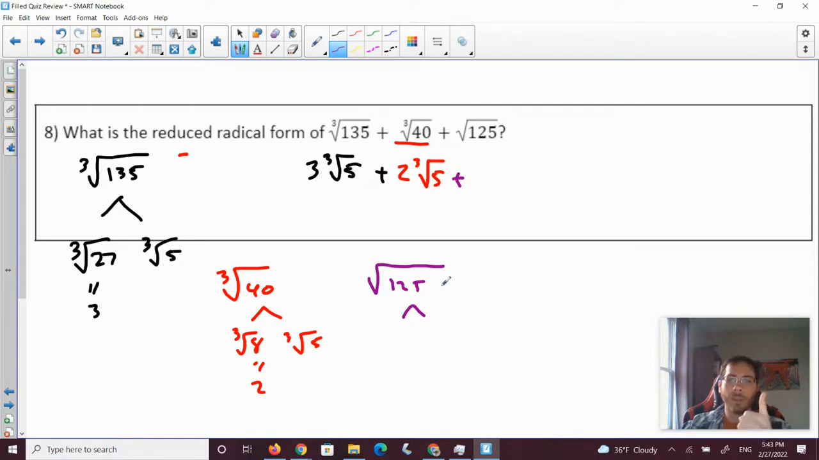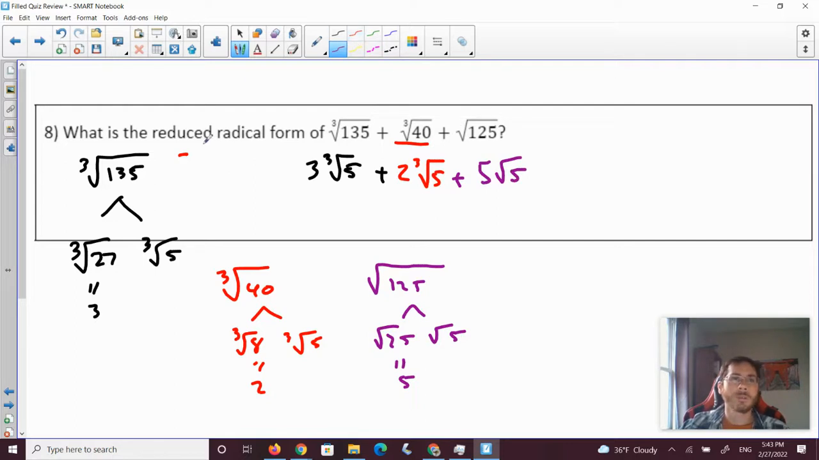So square roots, I got 4. That's not going to work. 9, 1 plus 2 is 3, 3 plus 5 is 8, so that 9 is not going to work. 16 doesn't work because it's not even. So let's try 25. Square root of 25 times 5 would be 125. So this is then plus 5 square root of 5.